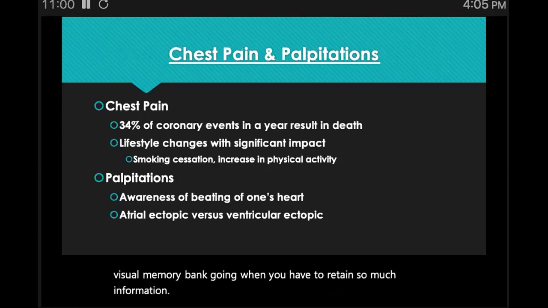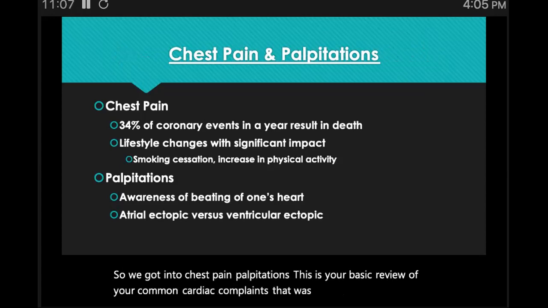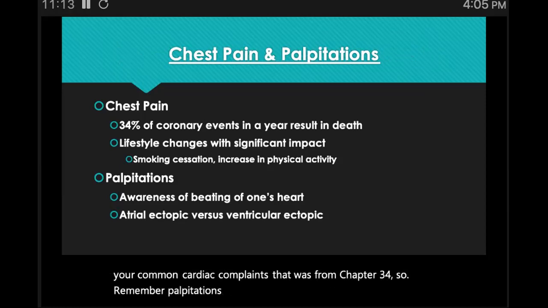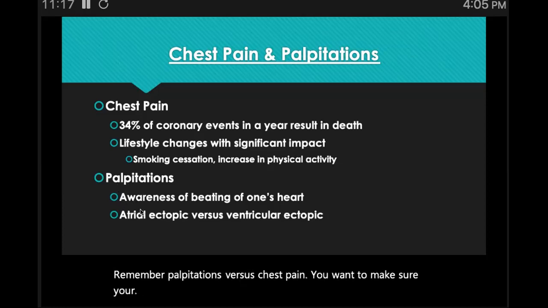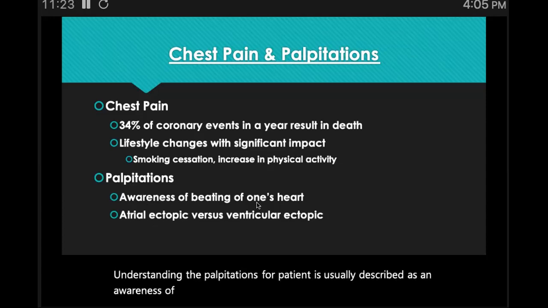Okay, so we got into chest pain and palpitations. This is your basic review of your common cardiac complaints. That was from chapter 34. Remember, palpitations versus chest pain. You want to make sure you're understanding that palpitations for a patient are usually described as an awareness of feeling their own heart beating.